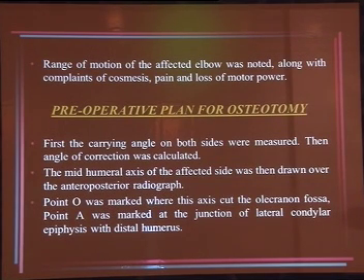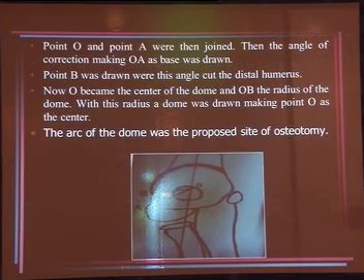Preoperative plan for osteotomy. First, the carrying angle on both sides was measured. Then the angle of correction was calculated. The mid-humeral axis of the affected side was then drawn over the anterior-posterior radiograph. Point O was marked where this axis cut the olecranon fossa. Point A was then marked at the junction of the lateral condylar epiphysis with the distal humerus. Point O and point A were then joined.